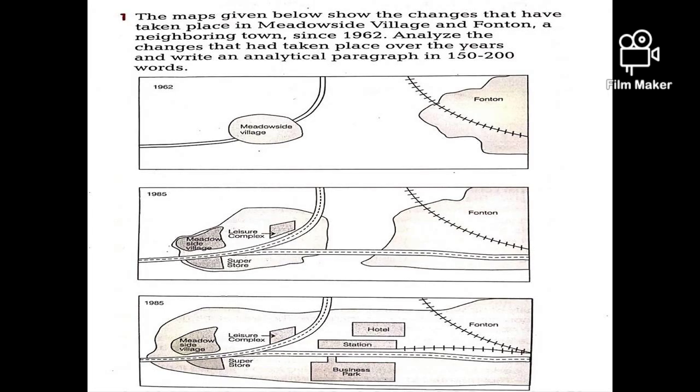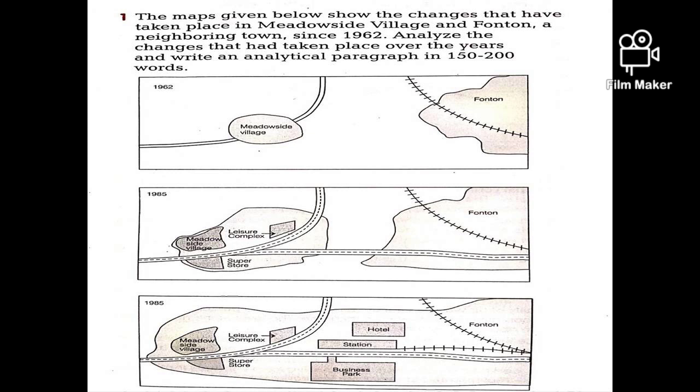Example for an analytical paragraph. Here I have given a question and the analytical paragraph which is written from the given data. Let's read the question. Listen to the question. The maps given below show the changes that have taken place in Meadowside Village and Fontaine, a neighboring town, since 1962. Analyze the changes that have taken place over the years and write an analytical paragraph in 150 to 200 words. A very important point to remember is you need to adhere to the word limit.